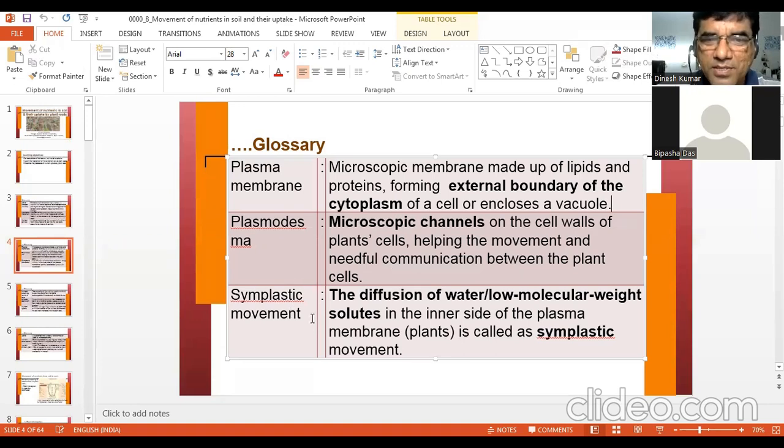Symplastic movement. Symplastic movement means the diffusion or movement of water or low molecular weight solutes. These solutes are molecules or ions on the inner side of the plasma membrane. The inner side is inside the cell, the main part of the cell. This is called symplastic movement. So movement from cell to cell is symplastic movement.